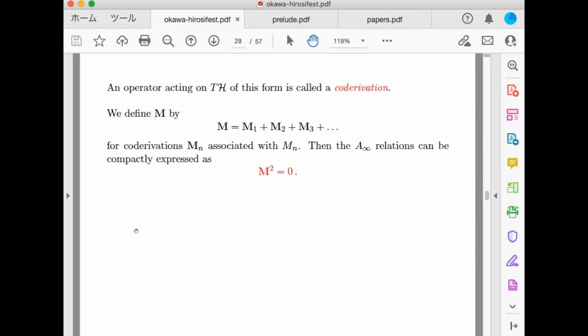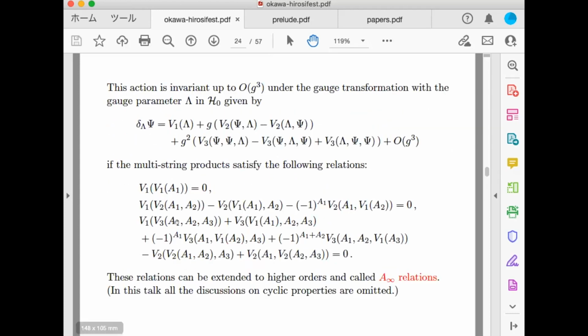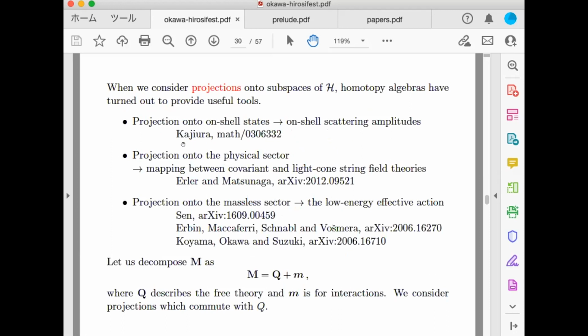So if we have a degree-one coderivation on TH whose square is 0, we can have a gauge invariant action. I see, I understand. Compared to these messy equations, we have succeeded in simplifying the relation. Then, if you consider projection onto a subspace of H, homotopy algebra can naturally provide a useful tool.